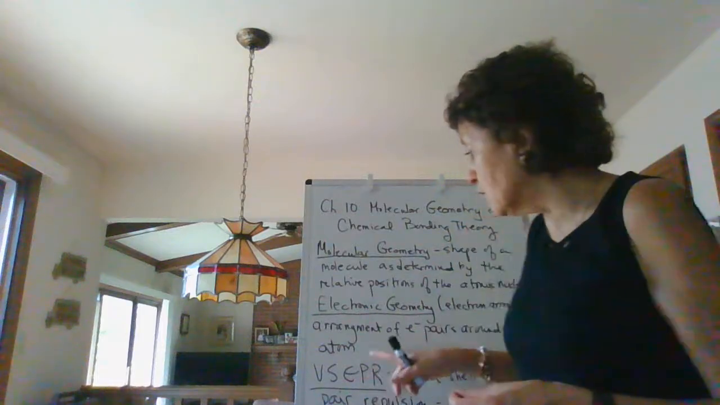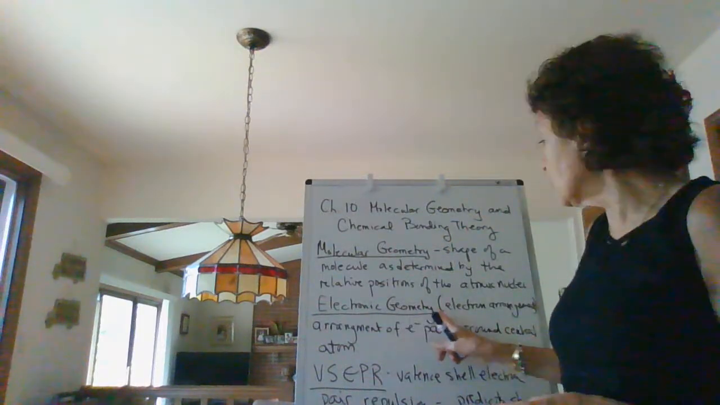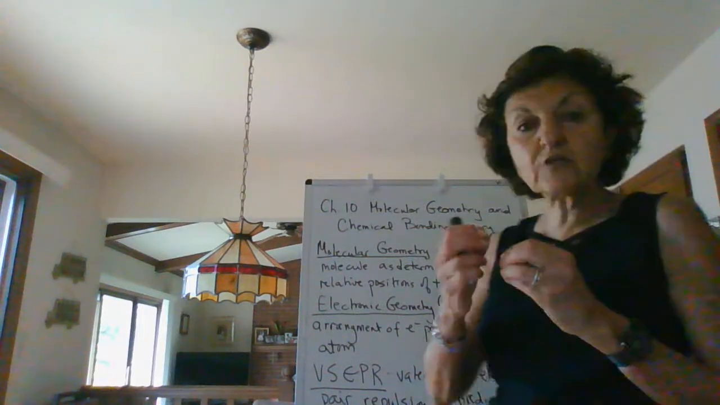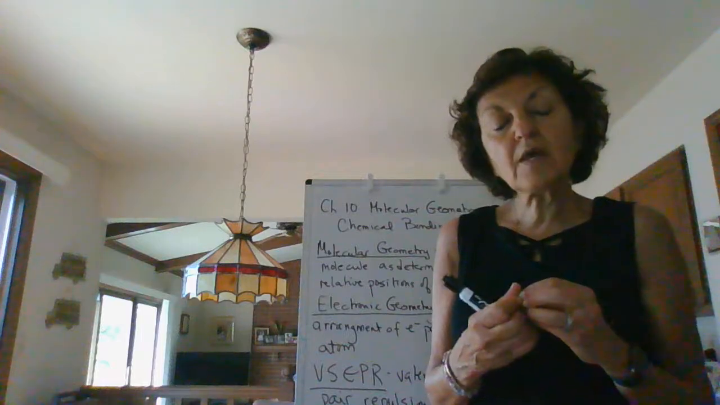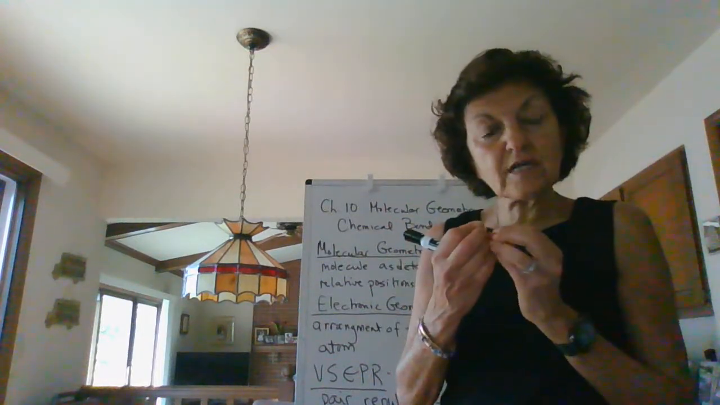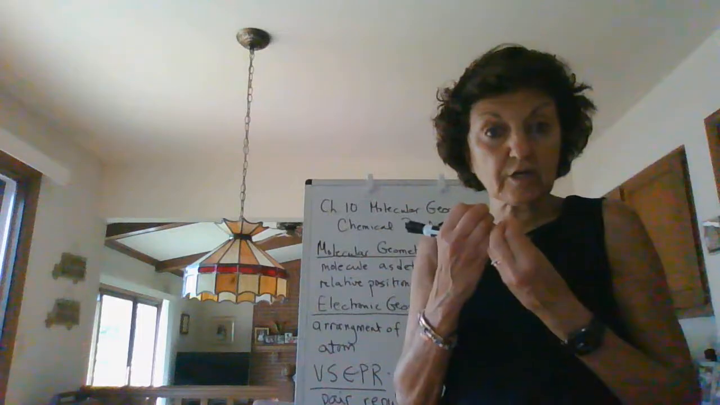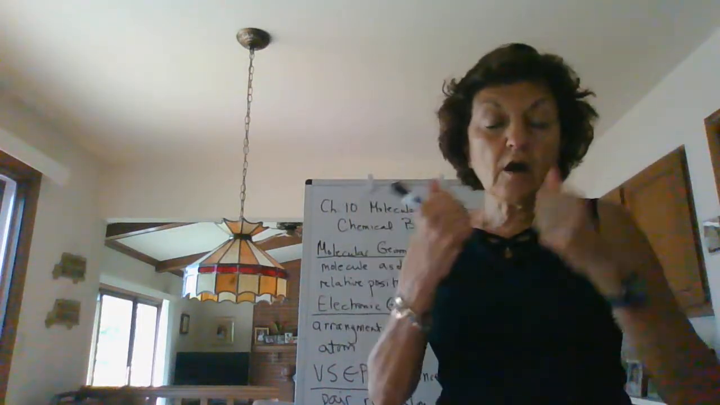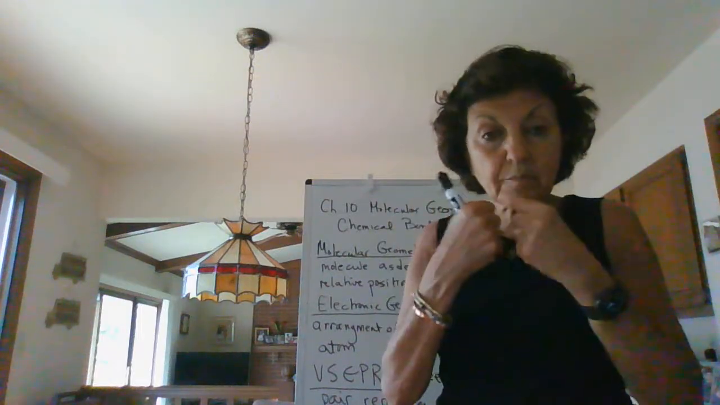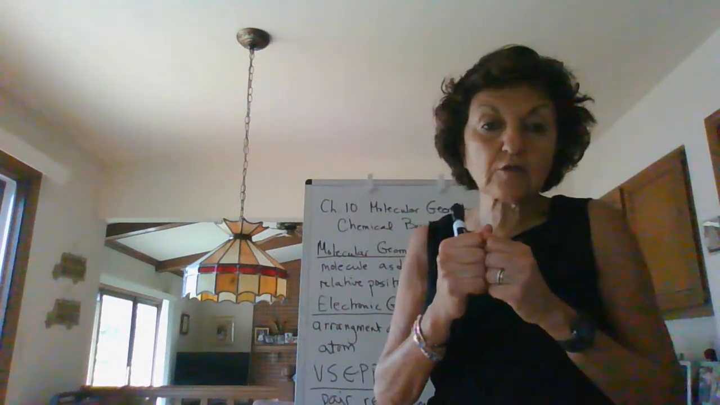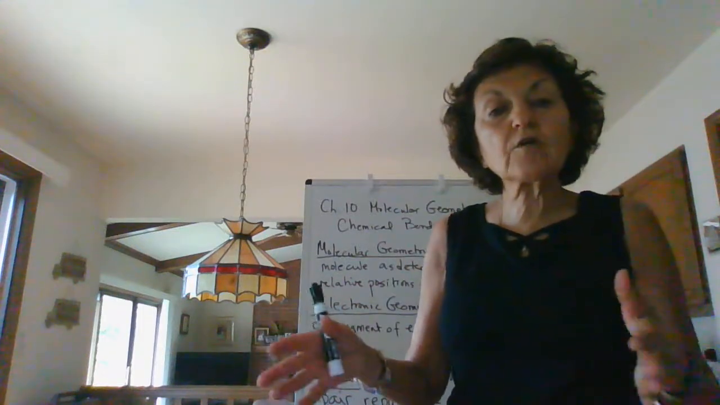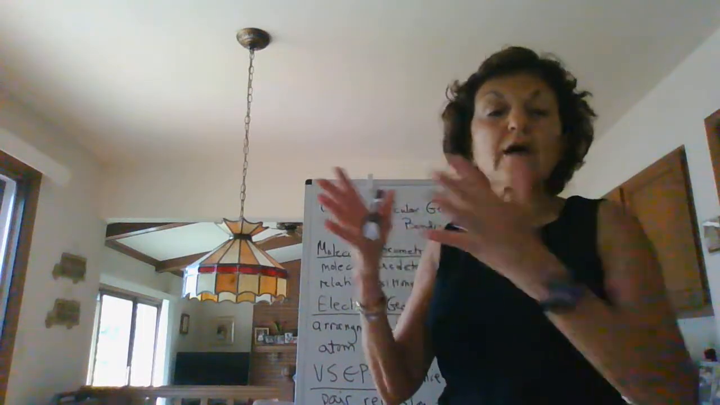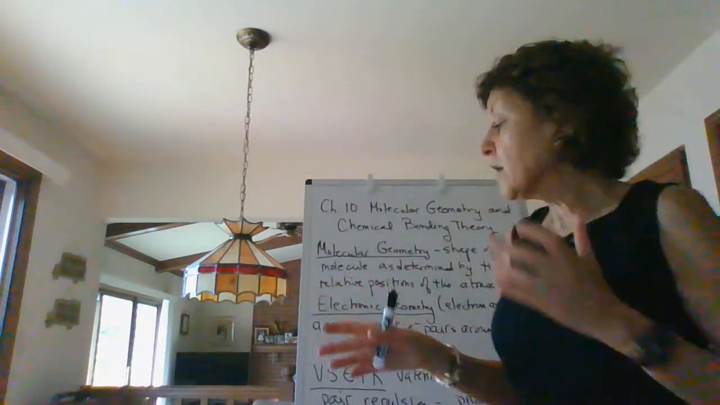The other term we're going to use is electronic geometry or electron arrangement. This is basically the arrangement of the electron pairs around the central atom. And their arrangement around the central atom, because they repel each other like crazy, determines where the peripheral atoms are going to be. Because of that repulsion of the electron pairs around the central atom, that helps us figure out the molecular geometry. So the electronic geometry helps us figure out molecular geometry.